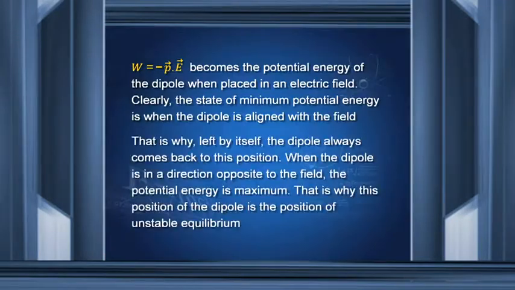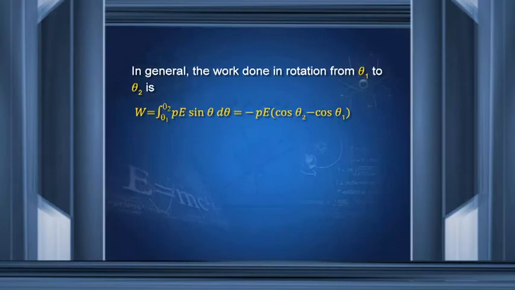So, when the dipole is aligned with the electric field, if the electric field is like this and the dipole is also like this, then it is the position of minimum potential energy. And if the field is this and the dipole is this, then the potential energy is maximum. In general, the work done in a rotation from theta 1 to theta 2 is the integral of P E sin theta d theta from theta 1 to theta 2, which is minus P E times (cos theta 2 minus cos theta 1).